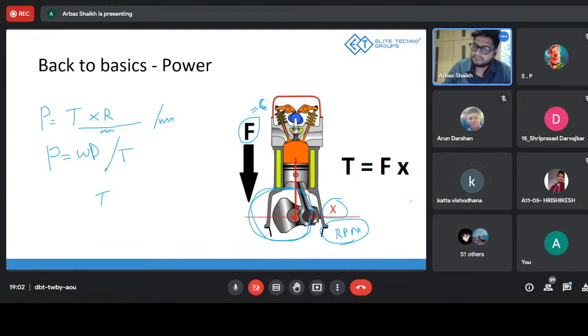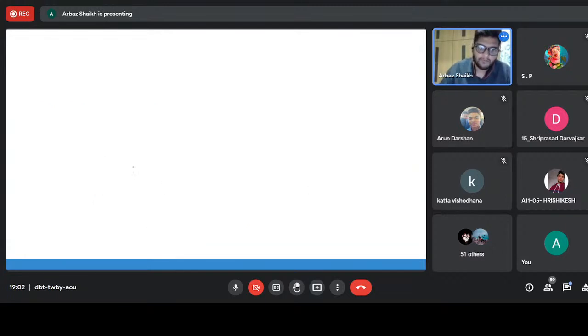Yes, sir. Sorted. So now, with this, we get our equations for power and our equation for torque. Now going to the application part of it: where do we need torque, and where do we need power?